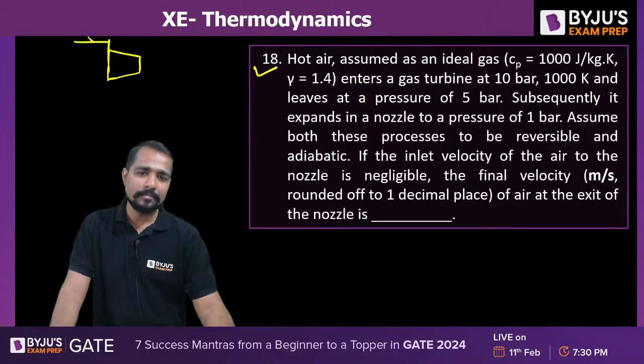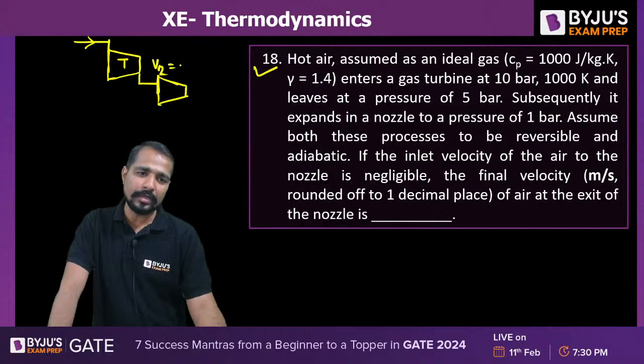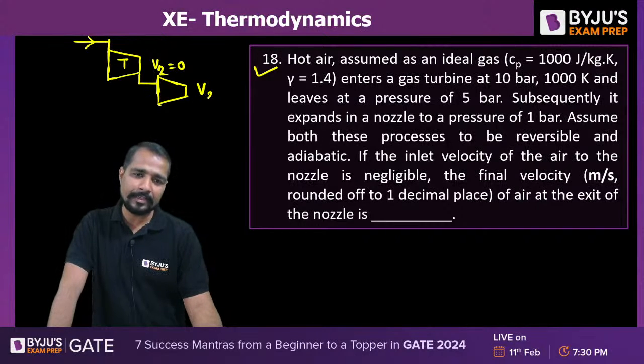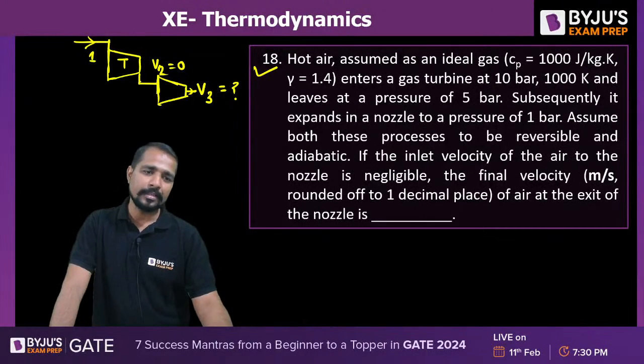Steam or hot air enters from here to here in the turbine. After that, it is allowed to enter into a nozzle with negligible velocity at this point. V2 is equal to 0. Then what is the value of V3? We need to find. This is the question, my dear. This one is state 1, this one is state 2, and this one is state 3.